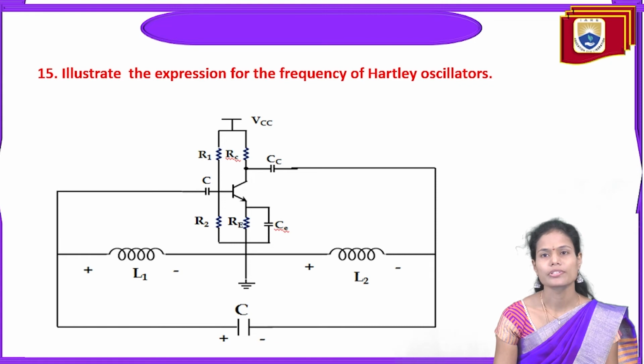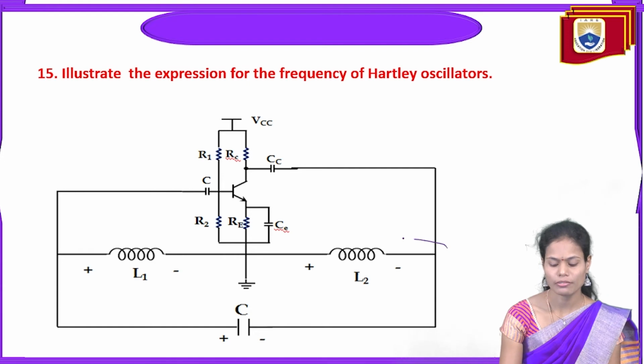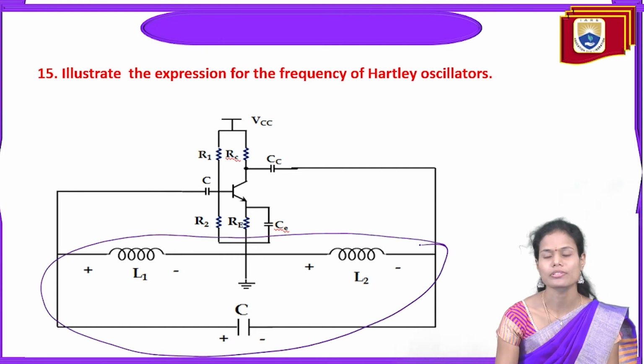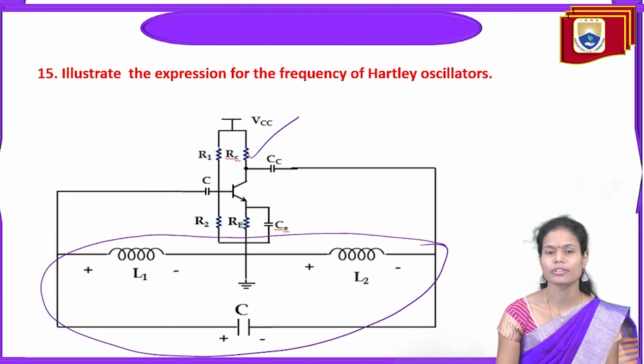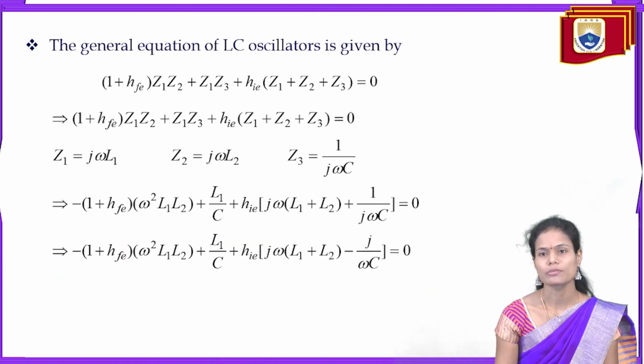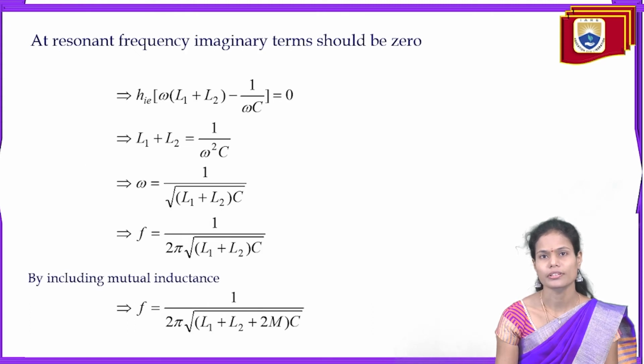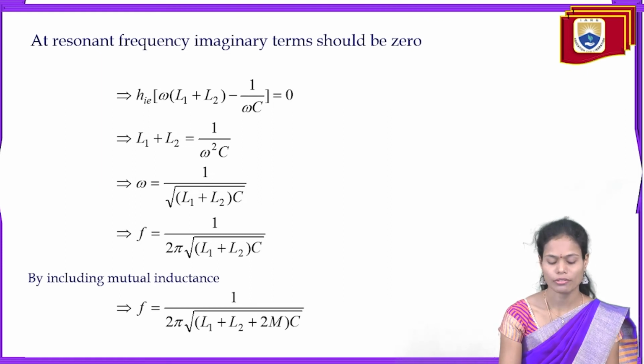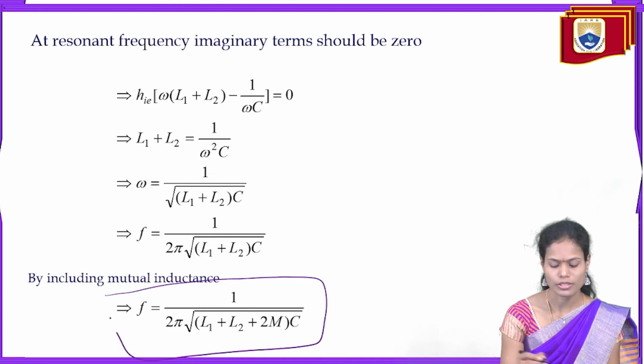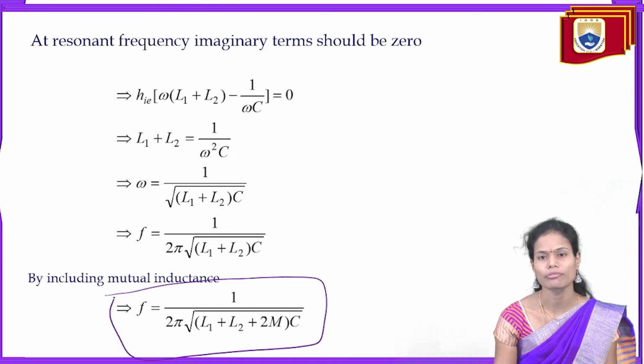And next, illustrate the expression for the frequency of the Hartley oscillator. In the case of the Hartley oscillator, in the feedback network we utilize two inductors and one capacitor. The amplifier is as it is in all the oscillator circuits. In the previous slides, we have already derived the general expression for the LC oscillator. By utilizing the general expression, we can find the equation for this oscillator. At resonant frequency, the imaginary terms should be 0. After making the imaginary terms 0 and after simplification, the frequency of this oscillator is 1 by 2 pi under root of (L1 plus L2 plus 2M) into C.